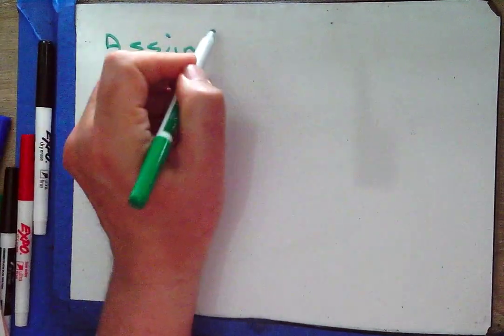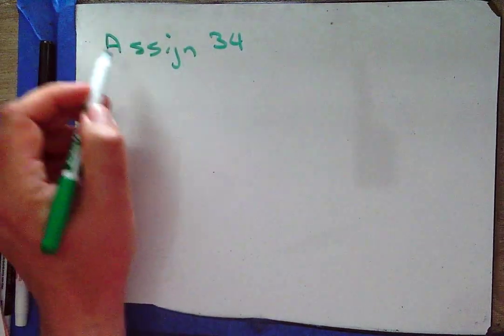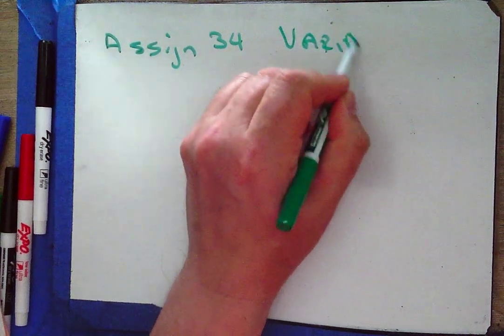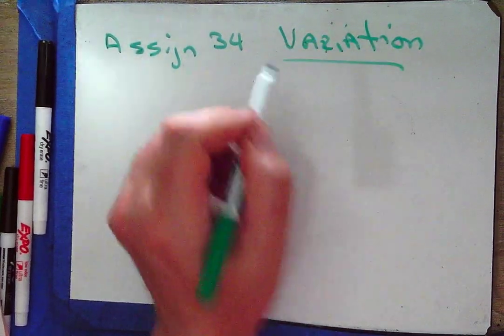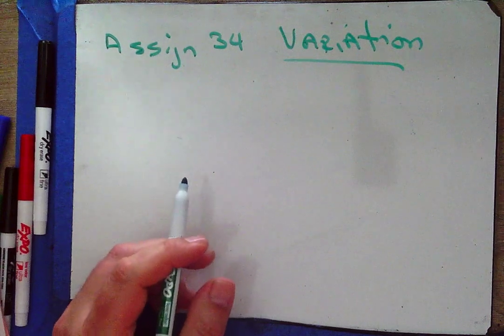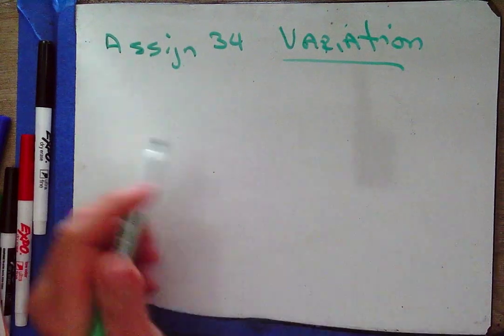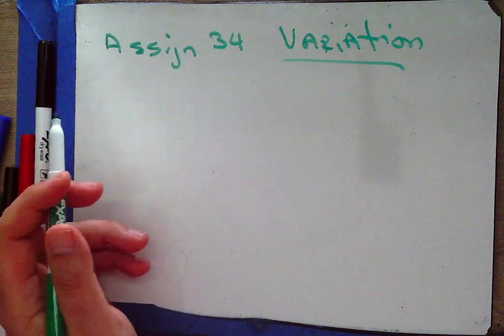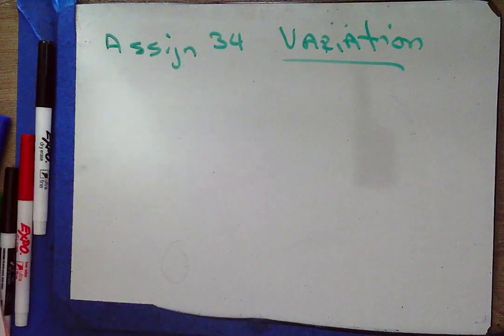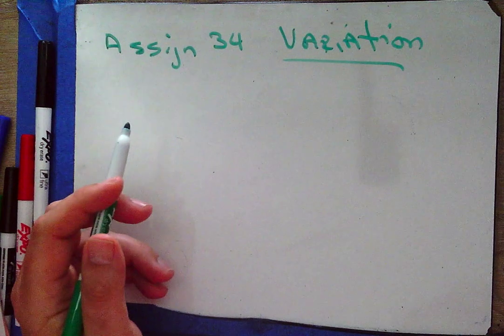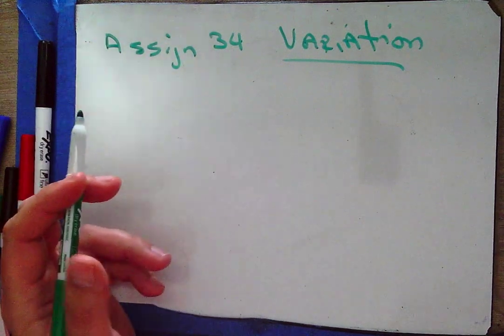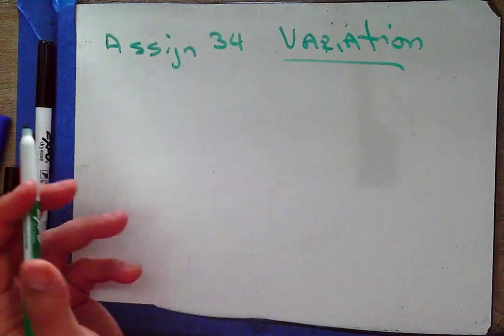Hello. So today we're going to be looking at variation and how it gets used in our math class. This is assignment 34, variation. And there are lots of different variation models, and you've actually been using them since Algebra 1, and you may or may not have actually learned that what you were doing was a variation model. It's just a way of classifying things and a way of explaining the relationship between input and output.